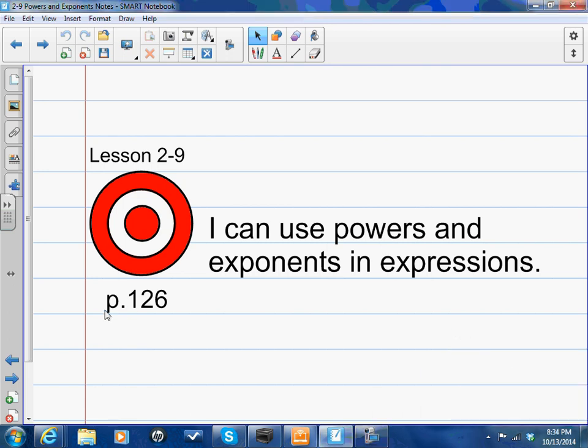Here we go. So you are learning 2.9 today. That is, I can use powers and exponents in expressions. If you're following along with your book, you can be looking at page 126. Please remember to come with 2 things you've learned and 1 thing you are wondering when you come to class for this video.